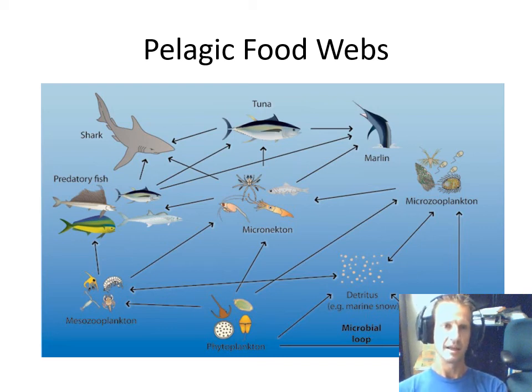Sometimes the juveniles of one organism might be prey at one stage in their life cycle and predators at other stages in their life cycle. So even though the pelagic is a relatively homogeneous, simple seeming environment, the interactions among organisms in the pelagic environment are quite complex and worthy of study.